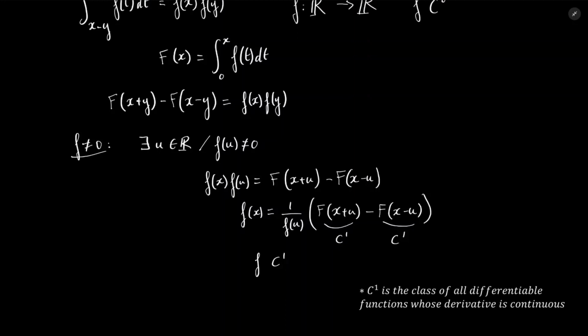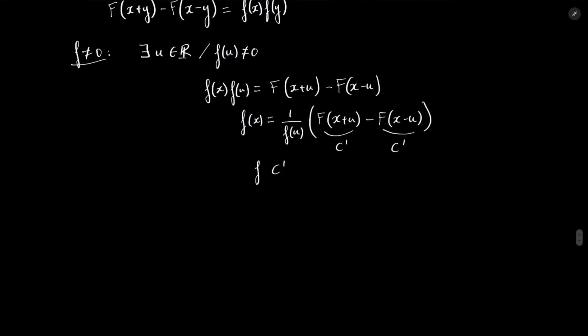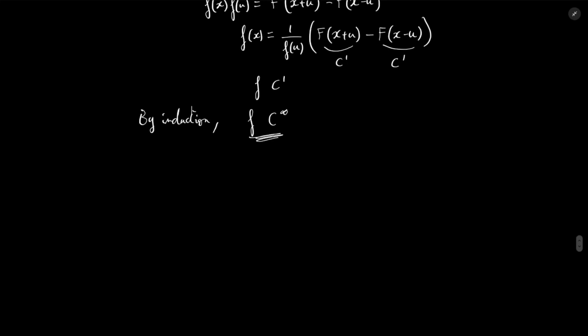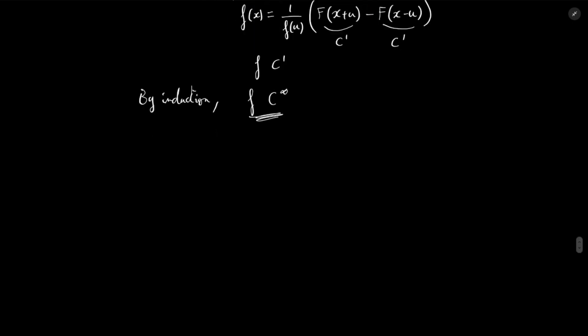So not only can we differentiate this function, but also the derivative of f is continuous. And thanks to that, we can demonstrate by induction that f is actually C infinity. Thanks to that, we know that we can differentiate f as many times as we want. So we are going to write the equation here again.